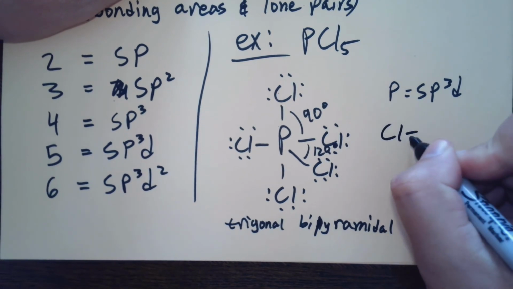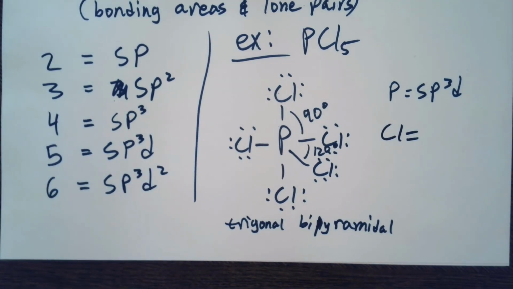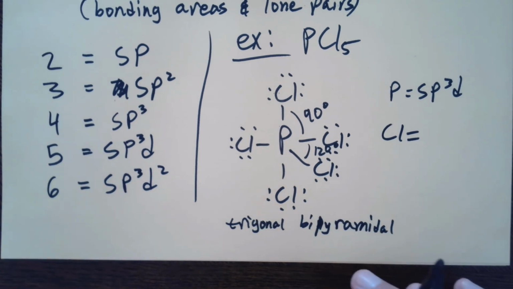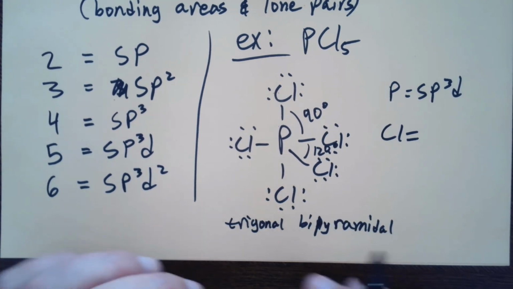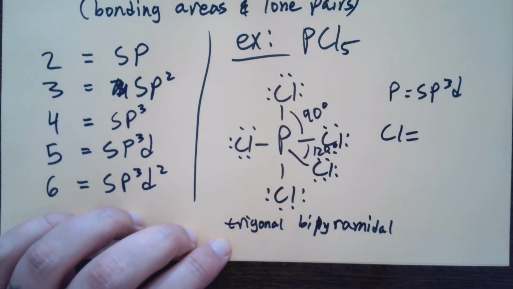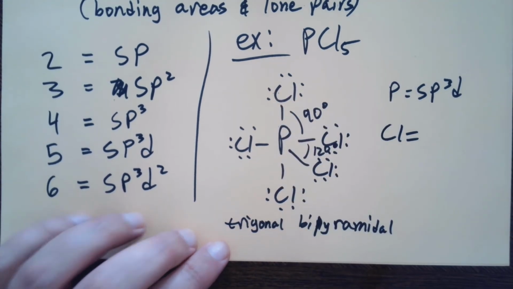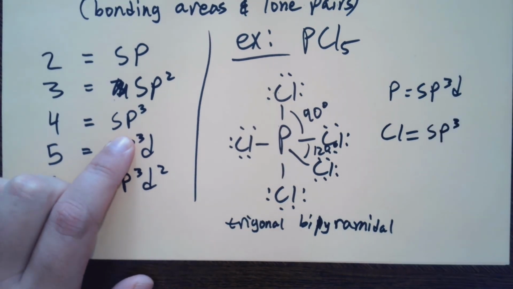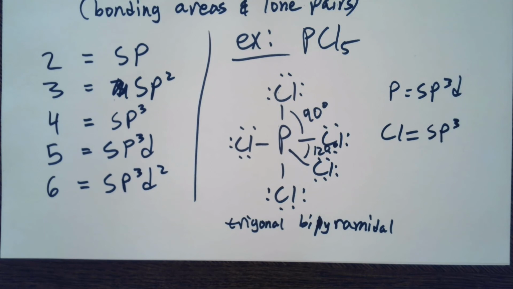Now, what is the hybridization for chlorine in this situation? Well, it has 1, 2, 3, 4 areas of electrons, I should say, just areas with electrons. So it has 3 lone pairs and a bond. So it's sp3. That's where we are now, talking about what hybridized orbitals are there.